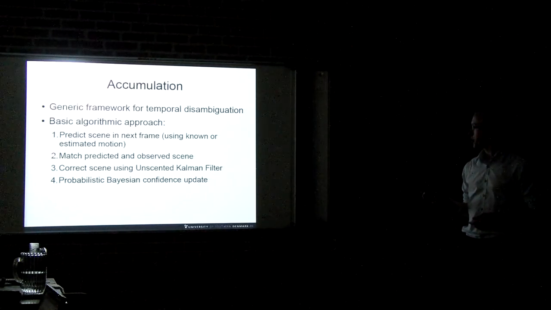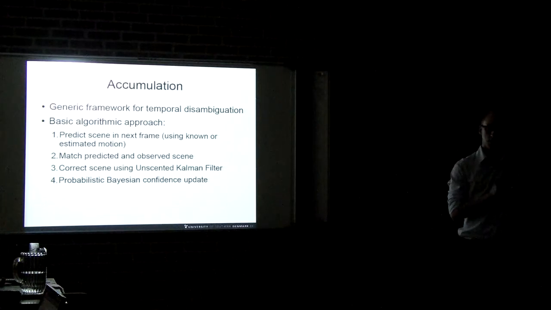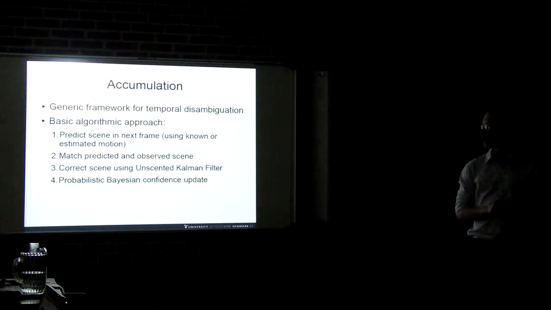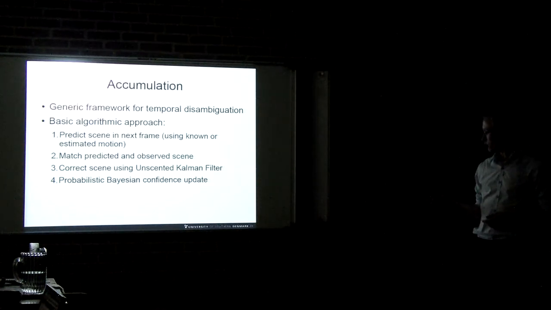Then we need a method for matching the predicted representation with the observed. And at this level we match on the feature level. So each feature has its own Kalman filter associated, and we try to match each feature with all features in the other frame, in the newly extracted or observed scene. Having found matches, we correct our representation using an unscented Kalman filter.